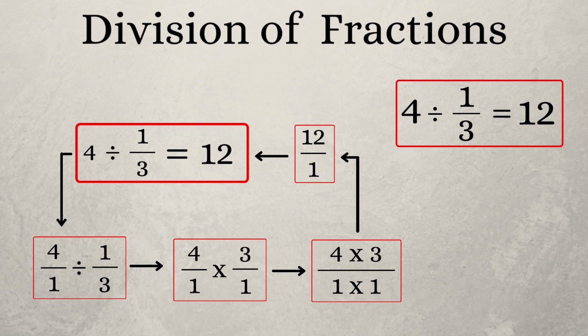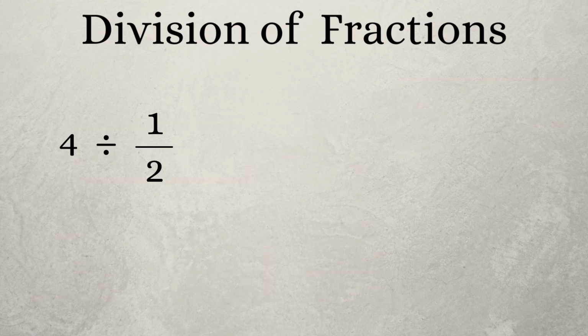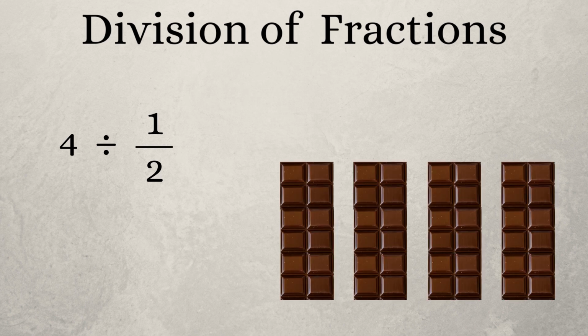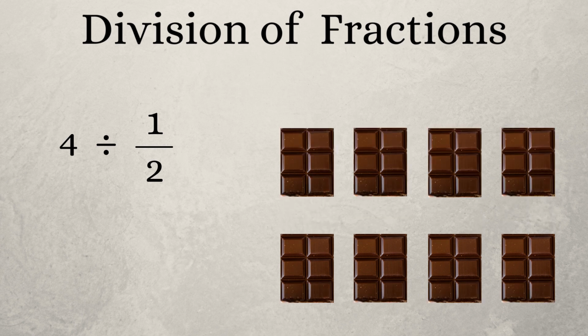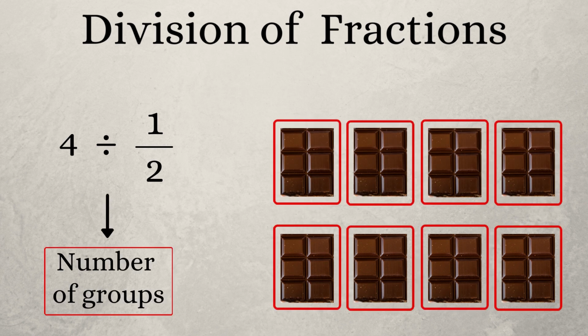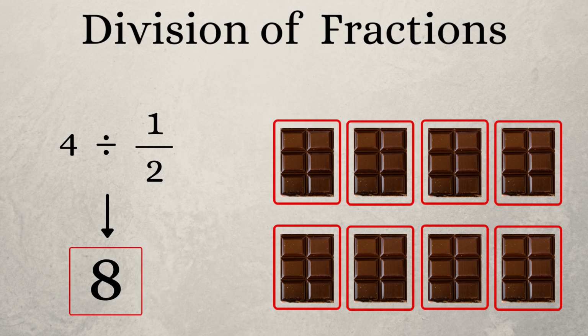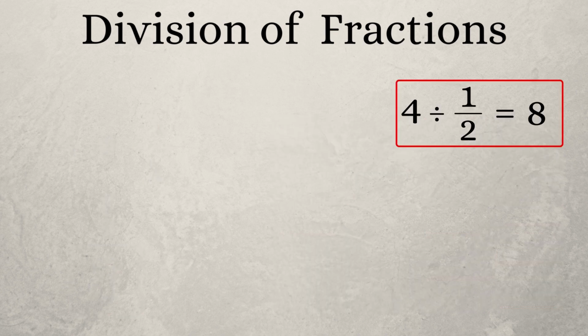For better understanding, we'll do a similar example. 4 divided by 1 by 2. We have 4 chocolates and we are going to put them in groups of halves of the chocolate. And the number of groups we get will be 8. So 4 divided by 1 by 2 is 8.